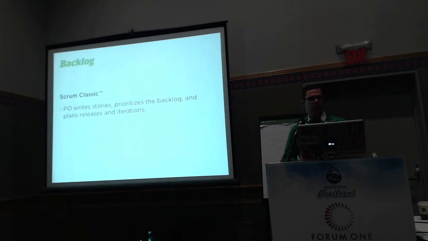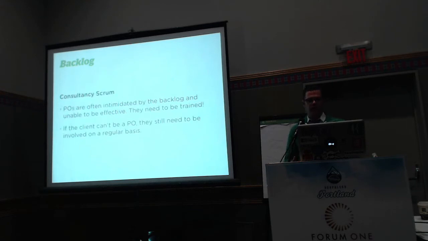So the backlog, Scrum Classic. The purpose of the backlog in Scrum Classic, the PO writes the stories that go into the backlog. The PO prioritizes the backlog, and the PO plans and releases iterations. However, if your PO is a client, sometimes that PO is really intimidated by the backlog, because that backlog is a list of things that they really want and that they think they have to have, and suddenly they're faced with, I can't have everything I want. So again, you have to train them. You have to have them understand that there are things like minimum viable products, that there are releases, that there are iterations, that there are ways that you can still deliver the value that they need, but maybe not as gold-plated.